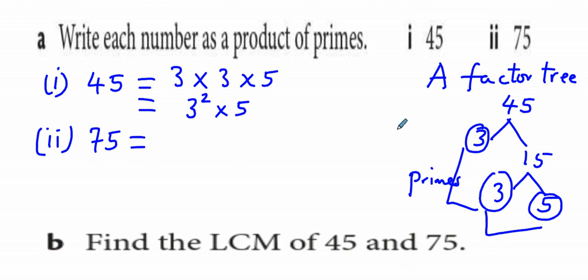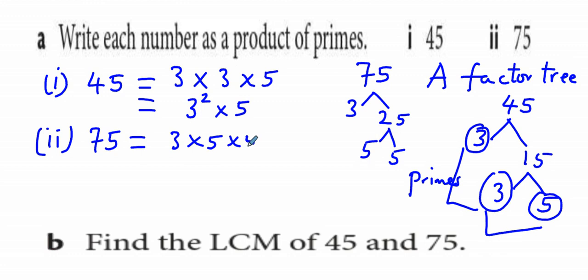How about 75? Do the same thing. Pull out your factor tree for that. This begins with 3, that comes 25, because 3 times 25 equals 75. Then you go for 5 times 5 is 25. So this will be equal to 3 times 5 times 5.